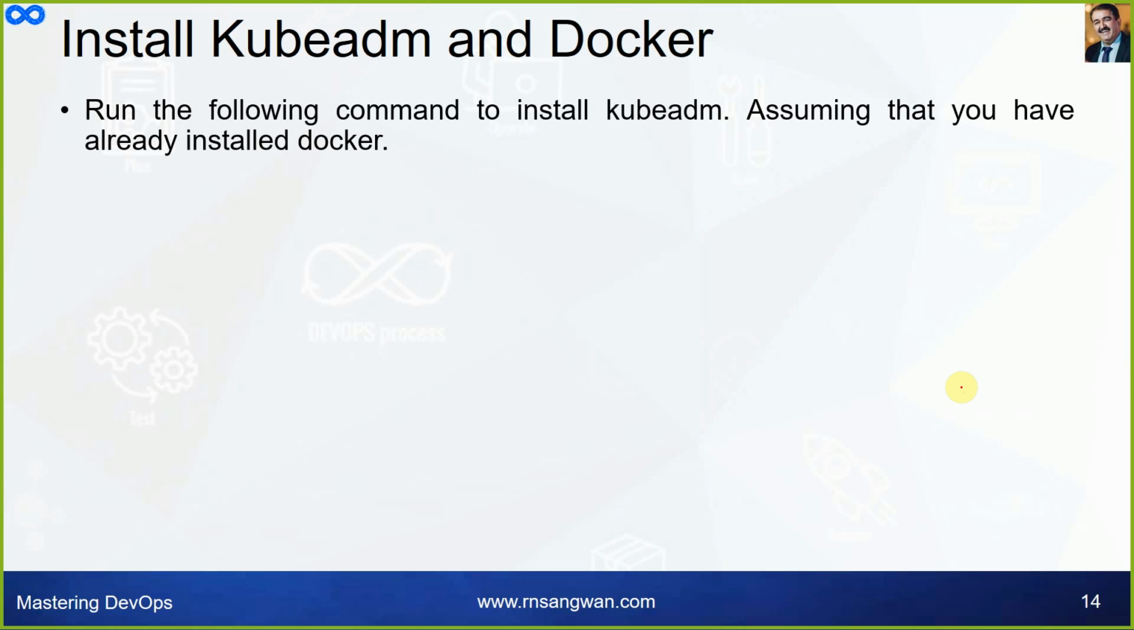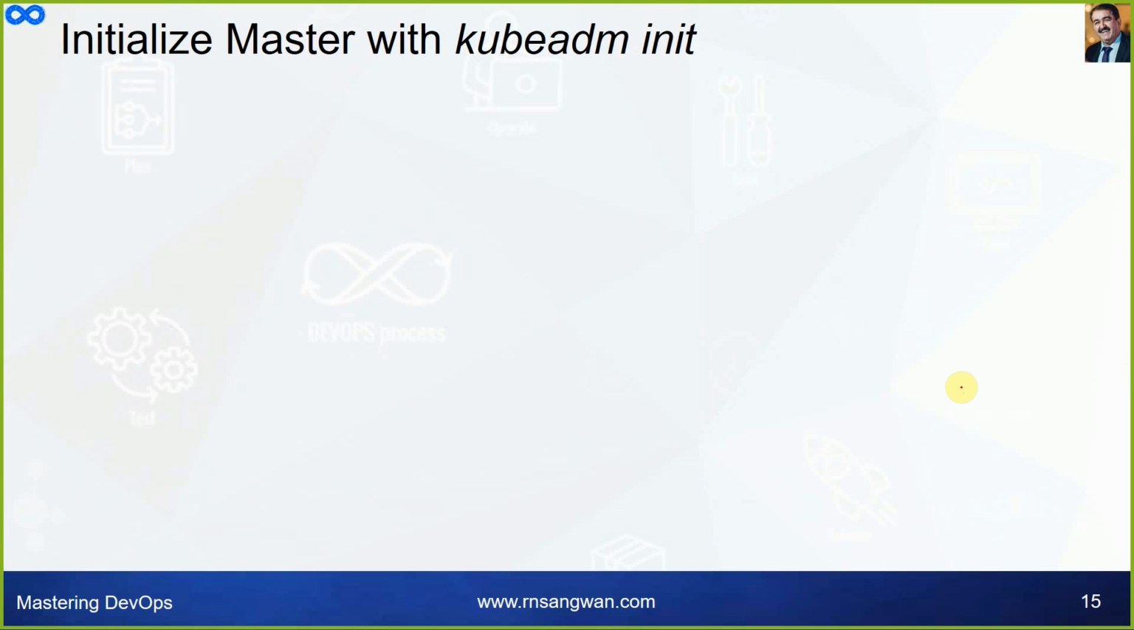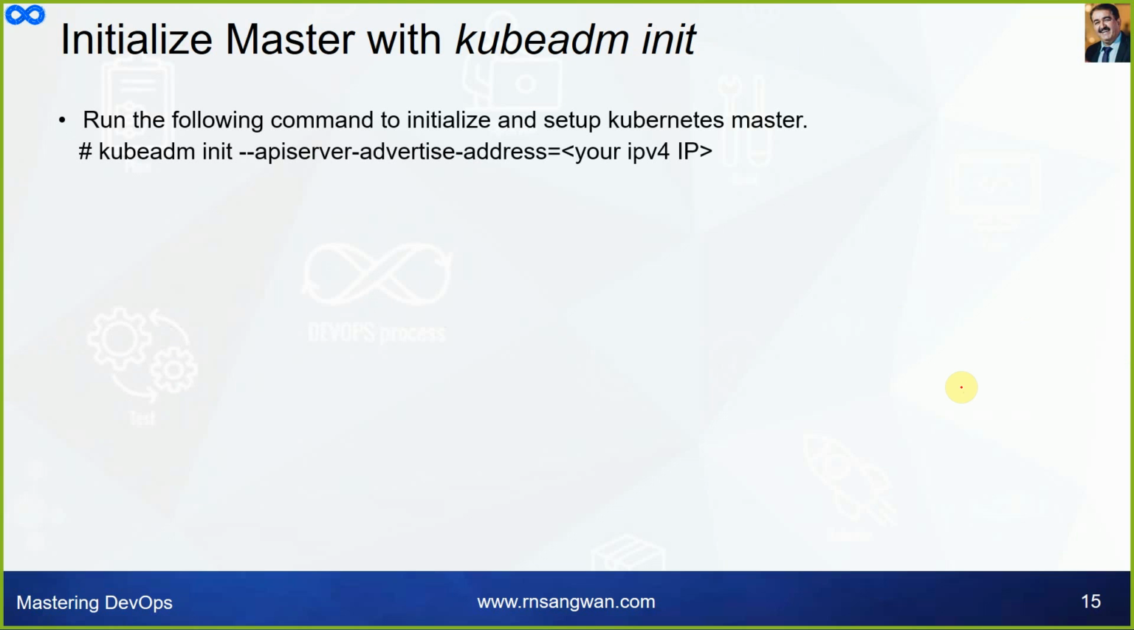Install kubeadm and Docker. We have already done this. Install kubeadm, enable the kubelet service, restart Docker and kubelet, enable kubelet, and then initialize it. Kubeadm init with the API server advertise address, your IPv4 address which is reachable from other machines. That is why we are giving this IP address. Otherwise, this was not mandatory.